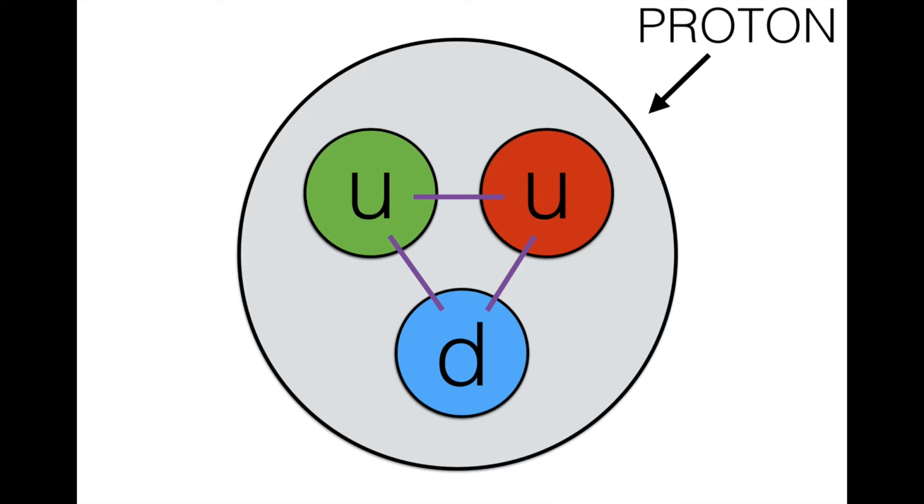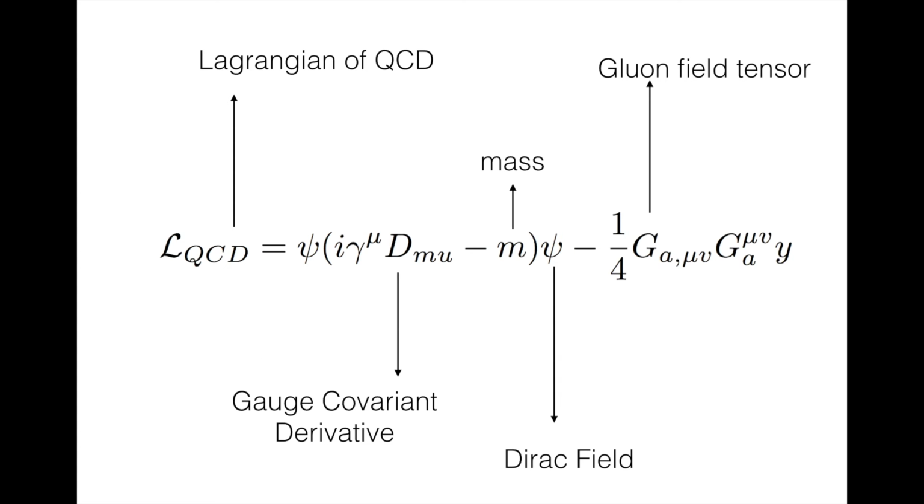Each fundamental particle carries a colour charge. In total, there are 14 fundamental particles, 6 quarks, and 8 gluons. My project was on quantum chromodynamics, which describes the forces between these quarks and gluons. Quantum chromodynamics can be described using this equation here.